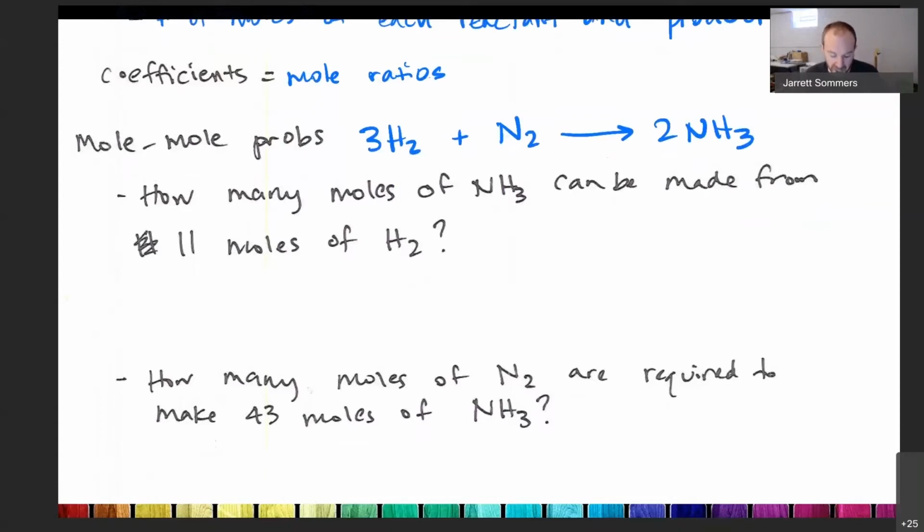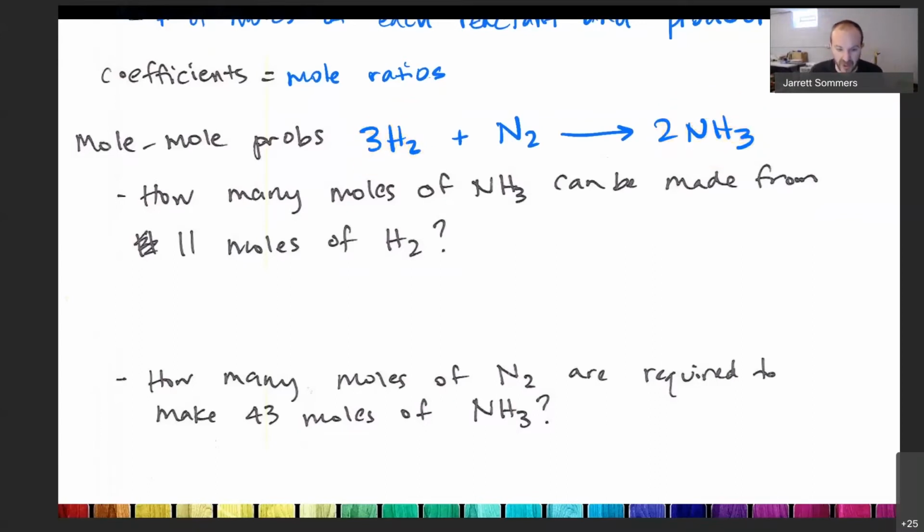A problem like this reads: how many moles of NH3, that's ammonia, can be made from 11 moles of hydrogen? In this particular problem, I'm only looking at the ammonia and hydrogen. I'm not looking at nitrogen. There's a ratio between them, in that 3 hydrogens will always give you 2 ammonias, or vice versa. You can use that to do a very simple calculation, probably maybe even already done it in your head because it's not a very hard calculation.